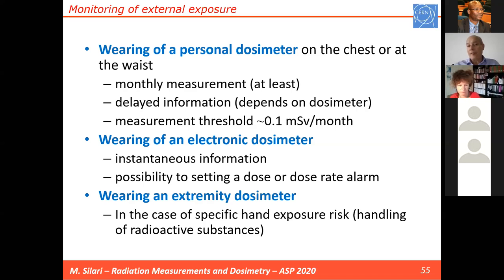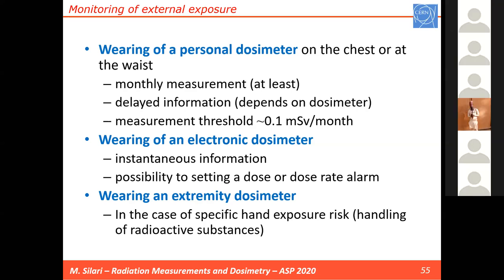But it is good enough if you intervene in radiation areas where the exposure risk is limited, or where the dose rates are low. If you have to intervene in an area where you can have a substantial dose rate, then typically you wear an electronic dosimeter. It is not a legal dosimeter, so it will not record a legal dose, but it will give you instantaneous information on the dose rate, and it will issue an alarm if, for instance, you're getting close to a radiation source, or if you are accumulating too much dose for the given intervention.